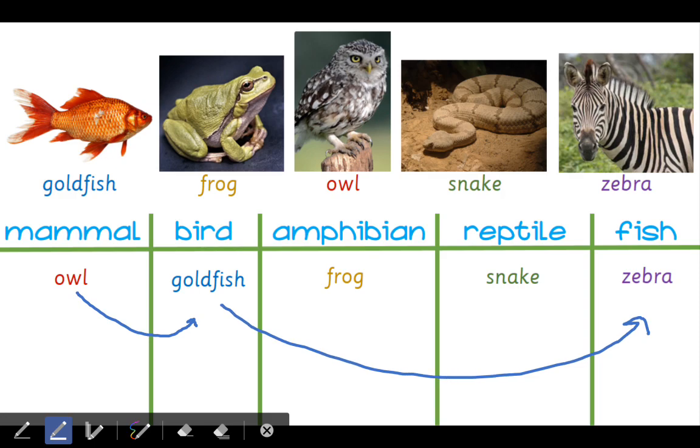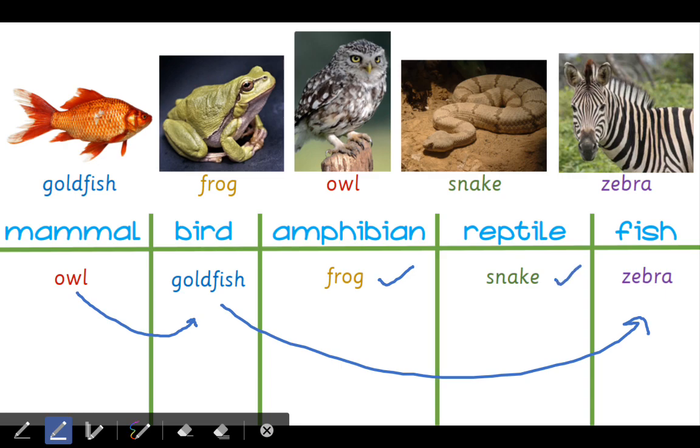Look at the frog now. The frog, I wrote that it was an amphibian. Is it correct or not? Yes, a frog is an amphibian. Well done. I did something good. And look at this. I wrote that the snake was a reptile. Was it correct? Yes, a snake is a reptile.